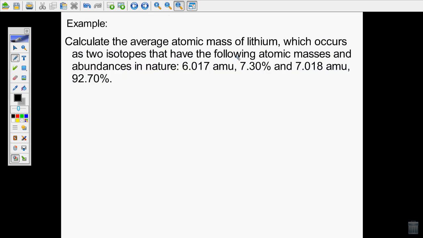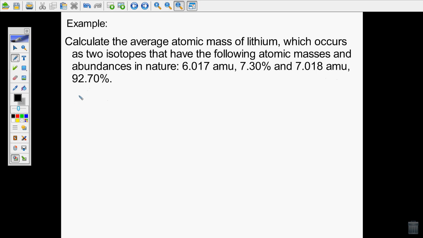So let's do an example. Calculate the average atomic mass of lithium, which occurs as 2 isotopes that have the following atomic masses and abundance in nature. Our first isotope of lithium is 6.017 AMUs. Its percent abundance is 7.30%, and the second form of lithium has an atomic mass of 7.018 AMUs, and its percent abundance is 92.70%.